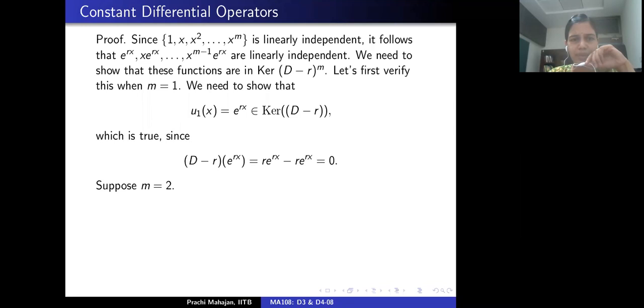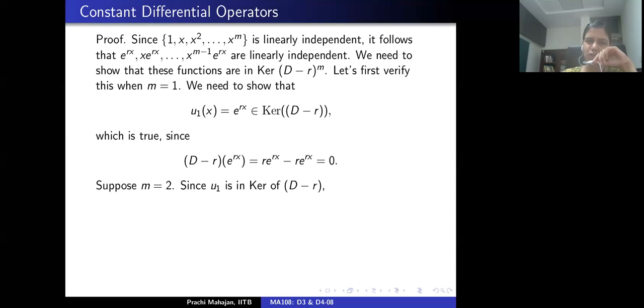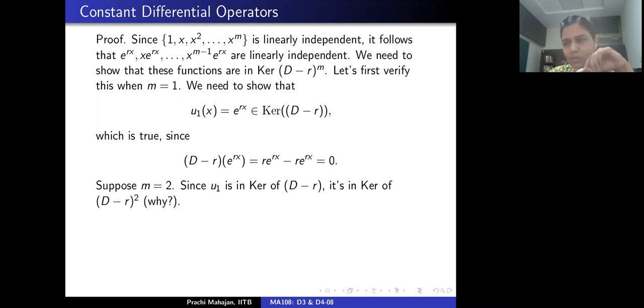Good. So what happens for m equal to 2? Now m equal to 2 means we have to show that u1 and u2 are in the null space of (D minus r) to the power 2. Now u1 is in the kernel of D minus r, we just agreed. That means it is also in the kernel of (D minus r) squared, correct? This was one of the corollaries that we discussed, right?